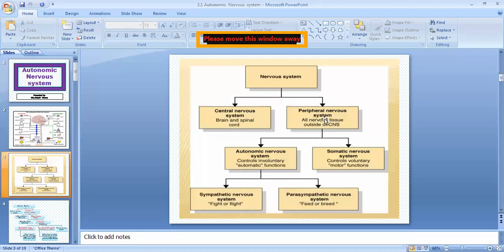Now this peripheral nervous system is divided basically into two important parts: the autonomic nervous system and the somatic nervous system. Here we are interested in the autonomic nervous system. What is the autonomic nervous system? It controls involuntary functions.